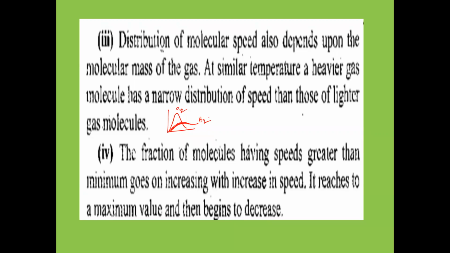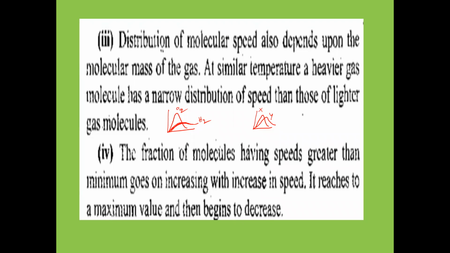That means, if you are given two plots like this, X gas and Y gas, and they ask which has more molecular mass, the X will have more molecular mass. Why? There is a narrow distribution of molecular speeds for the curve of X. That's why it will have more molecular mass.